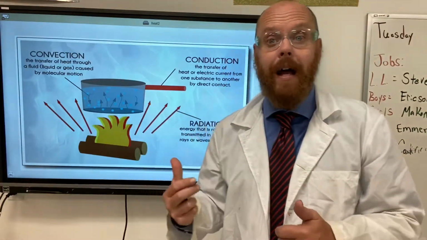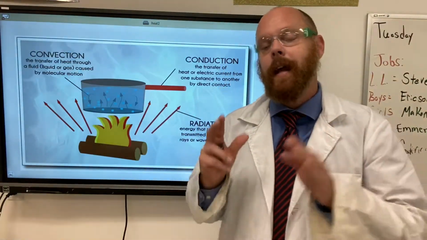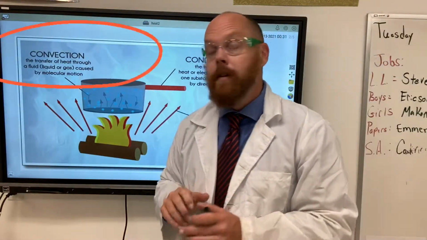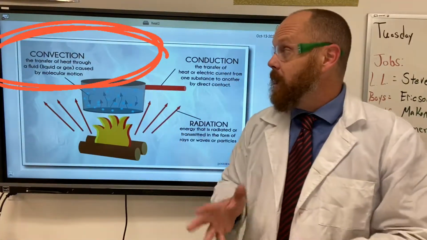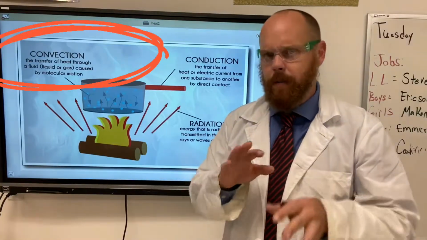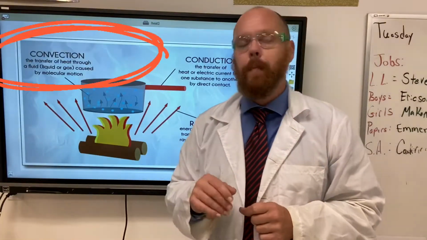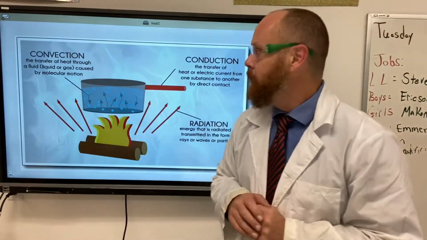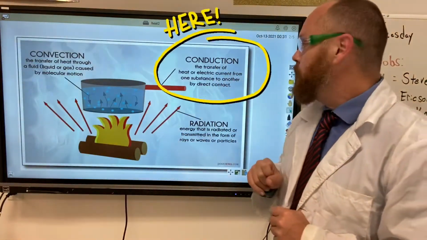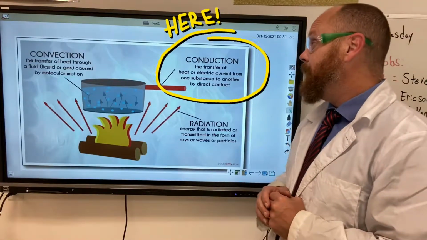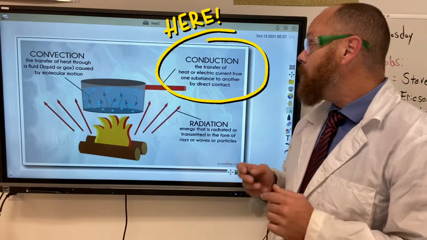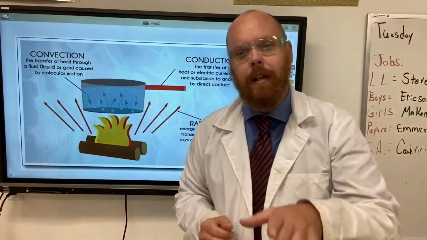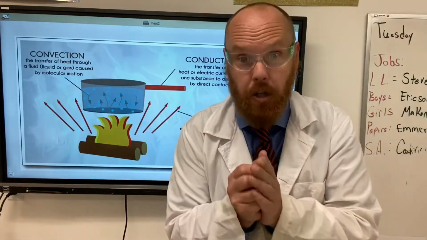Now, if you look behind me, we have the three ways that heat can be transferred. Right here, we have convection. Now, this is the transfer of heat through fluid, a liquid, or a gas caused by molecular motion. We're going to talk about molecular motion later. Next, we have conduction. Conduction is the transfer of heat or electric current from one substance to another by direct contact. This is heat transfer through touching.